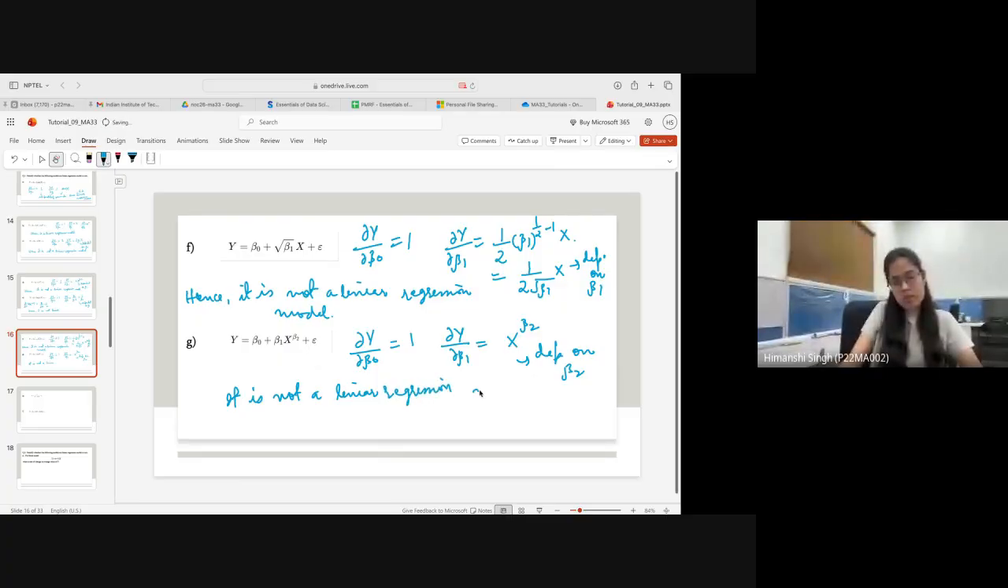So don't go on the idea that if the power of the parameter is 1, then it is linear, and if not, then it is not linear. Here you can see that the power of beta naught, beta 1 and beta 2 is 1 for all of them. But they are in such a way that the derivatives are not becoming independent of the parameters. I want the model to be a linear regression model only if it is linear in parameters.